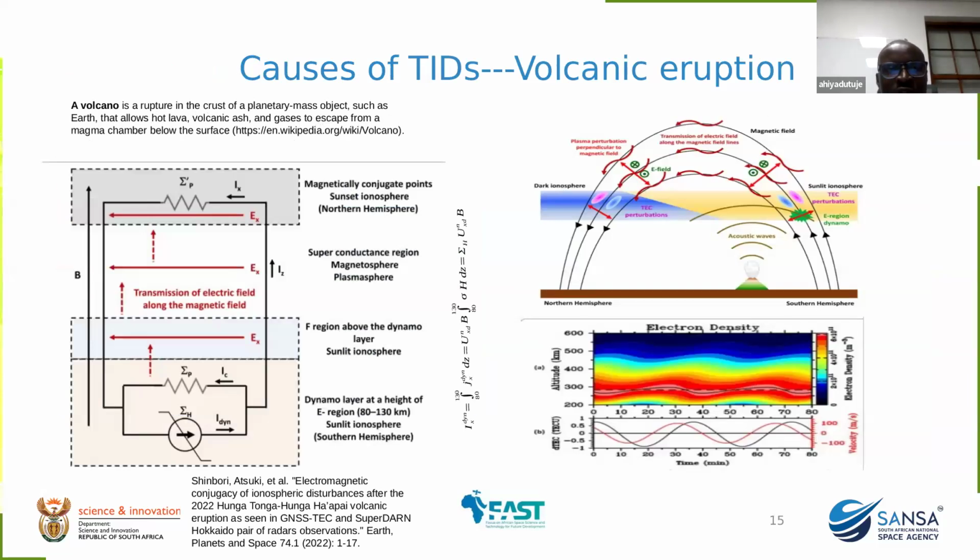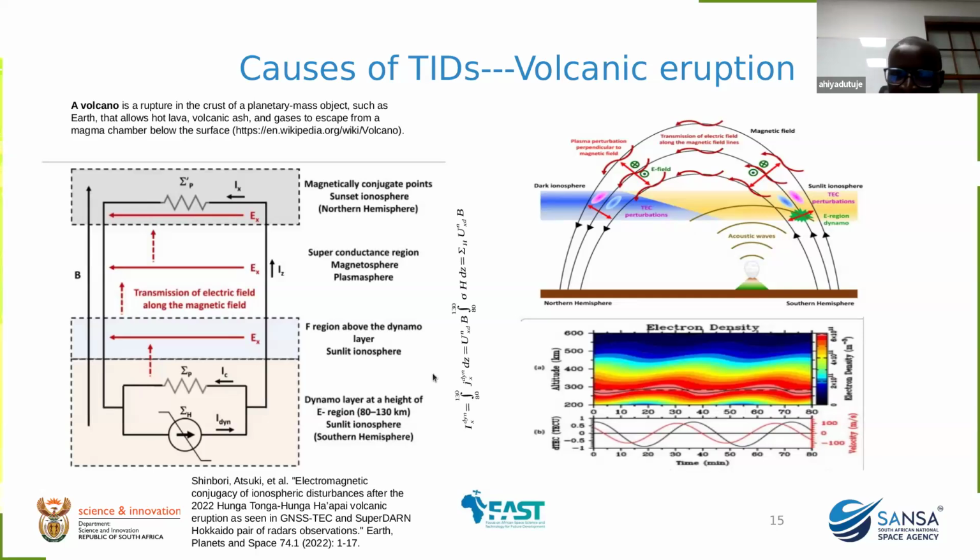Now, traveling ionospheric disturbances are also caused by volcanic eruption. So simply here you have this diagram to the right. It shows a volcano that is erupting. This volcano, once it erupts, it creates acoustic waves. And as we have seen, acoustic waves propagate along the propagation of wave energy. So those acoustic waves move upward and they reach the ionosphere in the E region, where they create E region dynamo and cause the total electron content to be perturbed, or they cause the electron density to be perturbed and they create traveling ionospheric disturbances.